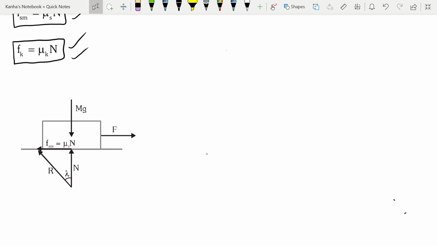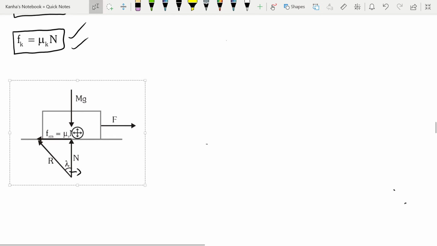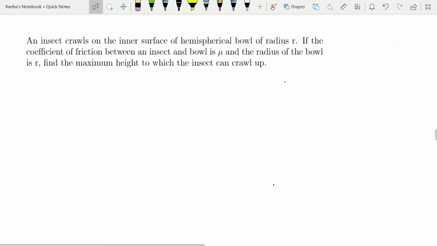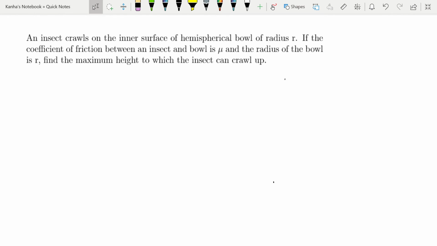Next, you should take a look at this diagram properly. Sometimes they ask you to find an angle between your normal reaction and your frictional force, known as the angle of contact. So this is also essential at times, but most of the times questions will be based on real problems, so you need not memorize anything. Let's look at a real problem. An insect crawls on the inner surface of a hemispherical bowl of radius r. If the coefficient of friction between the insect and bowl is mu, and the radius of the bowl is r, find the maximum height to which the insect can crawl up.